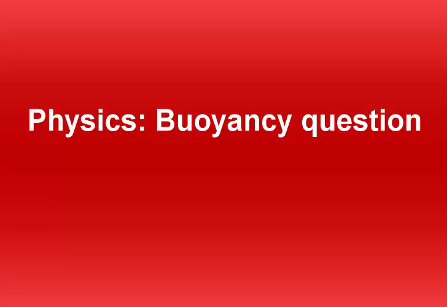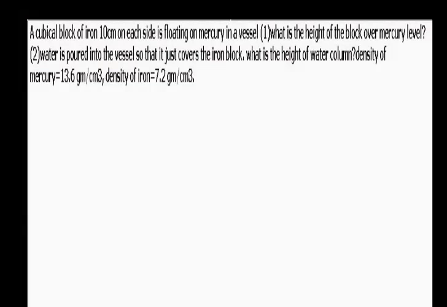So today we'll be solving a physics buoyancy question, and the question reads: a cubical block of iron 10 centimeters on each side is floating on mercury in a vessel. 1. What is the height of the block over the mercury level? And 2. Water is now poured into the vessel so that it is just above the iron block. What is the height of the water column? If the density of mercury is 13.6 grams per centimeter cubed and the density of iron is 7.2 grams per centimeter cubed.